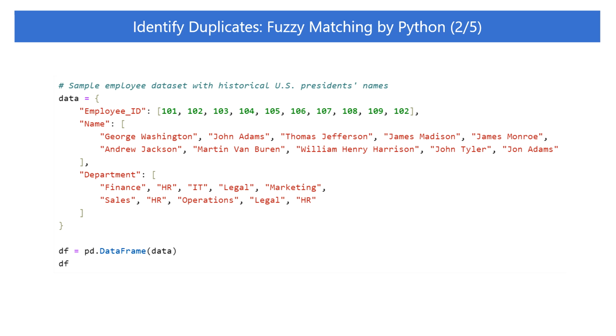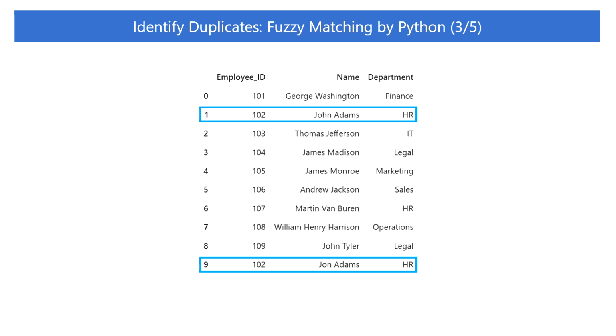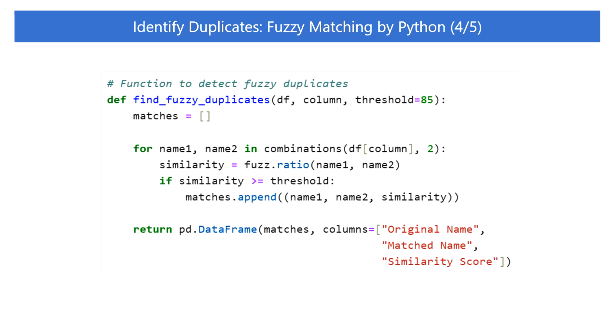Next, let's create a sample dataset in this way. Let's display this dataset. These two cases are not completely identical, but one of them contains a spelling mistake, so they actually represent the same entity. Next, define a function findFuzzyDuplicates, which detects similar data using fuzzy matching.